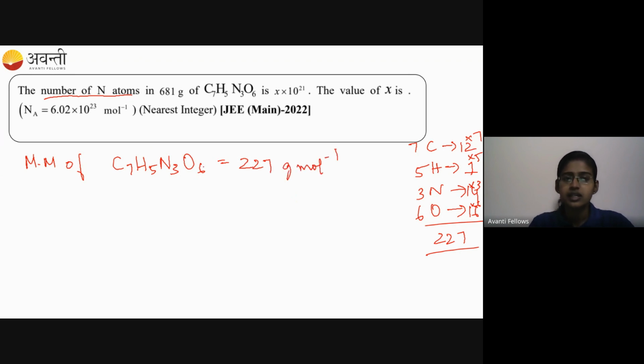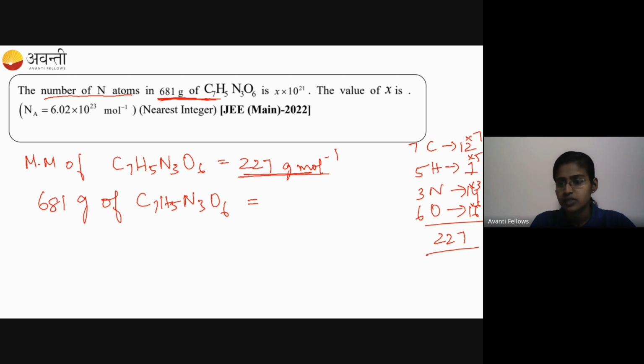Okay. Then in the question, it is saying 681 gram of this substance. So 681 gram of C7H5N3O6 will have, so this is for 1 mole. Answer is 3. No. So this is for 1 mole, and 681 will be, if I multiply this 227 by 3, I will get 681, right? So 681 gram of the substance will have 3 mole.